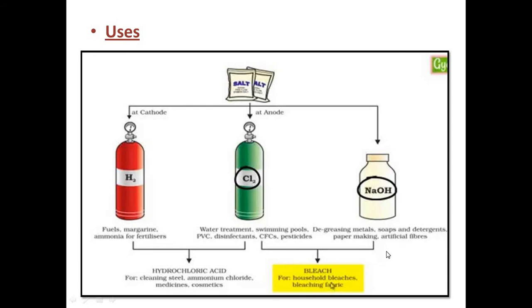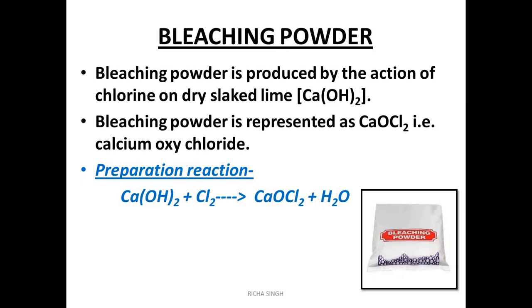So the next salt, the third one which we are going to study, is bleaching powder. First of all, I would like to tell you what bleaching is. Bleaching is a process due to which a material such as cloth, paper, wood or hair becomes white or much lighter in color by a chemical process. Now bleaching powder is produced by the action of chlorine on slaked lime. Slaked lime is calcium hydroxide. And the formula of bleaching powder is CaOCl2, that is calcium oxychloride.